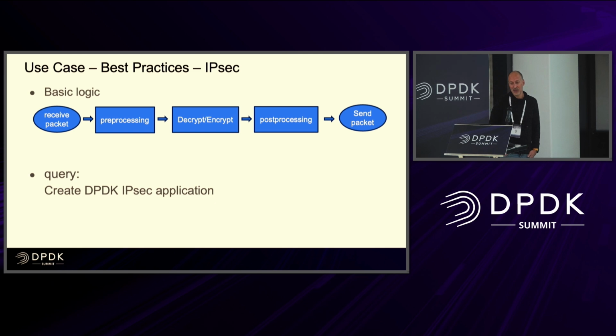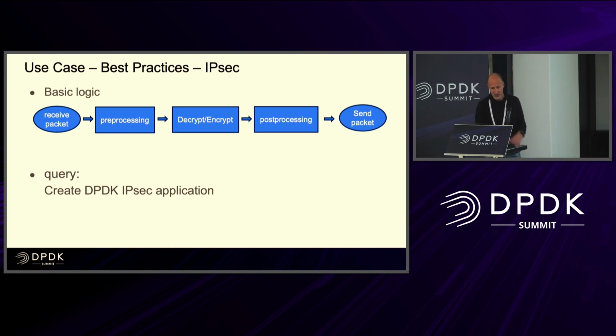Let's look at something a bit more complex. Best practices. I took for this example IPsec. I'm not an expert in IPsec, I took it just for the example for this presentation. The basic logic is you receive a packet, you pre-process it, decrypt it, post-process it, and send it to the wire. Now, a user application developer can simply write this pipeline, but it will not really leverage the DPDK.